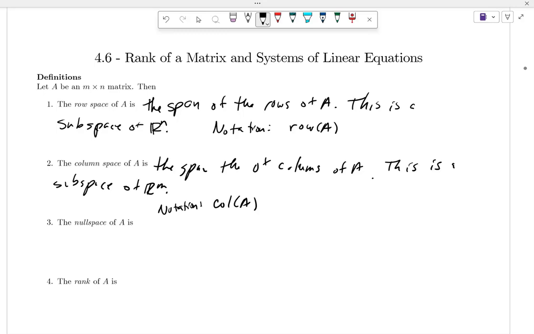One more special space we refer to as the null space. When you hear the word null, what do you think of? A zero, right? So this is actually a solution space. This is the set of solutions to the equation AX equals 0. It's the set of solutions to the associated homogeneous system.